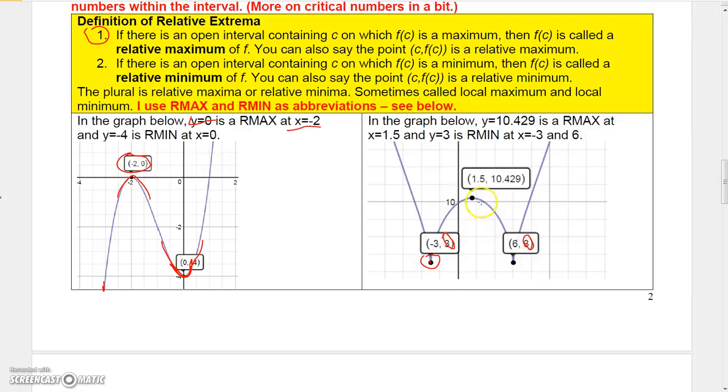And then here, right here, you get a relative maximum of 10.429 at 1.5. So basically, this definition might be a little hard to follow, but hopefully the pictures here explain to you that this is a relative maximum, this is a relative minimum, and over here these two lower points are relative minimums, and then this is a relative maximum.